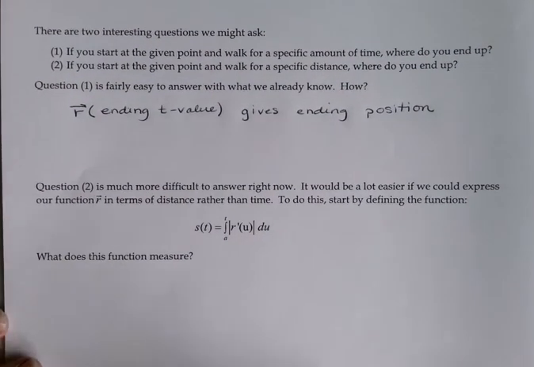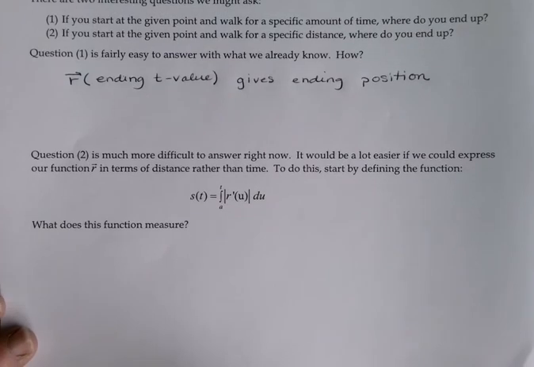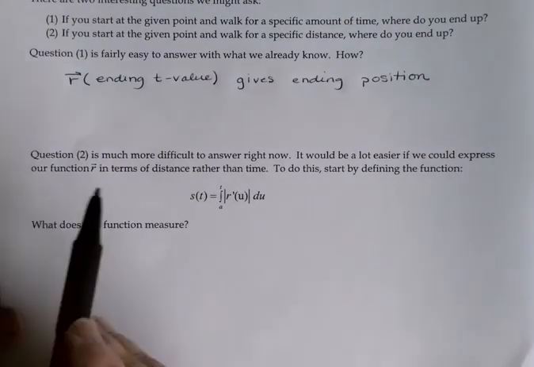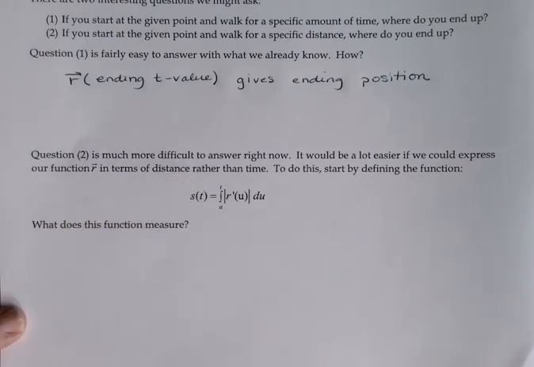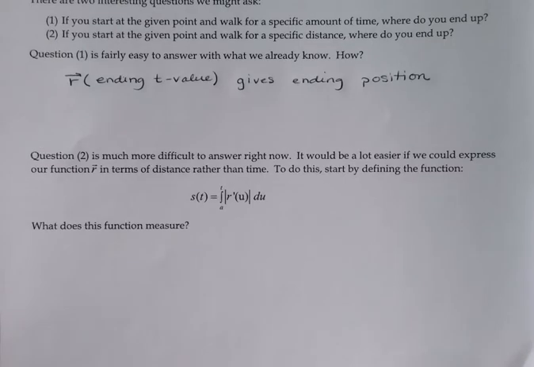So, question 2, again, much more difficult to answer right now. It would actually be a lot easier to answer that question if we could express our function r in terms of distance rather than time. If we had a function r of a distance parameter instead of r of a time parameter, then that could be just as easy a question as the first one was. So that's what we're going to work toward.